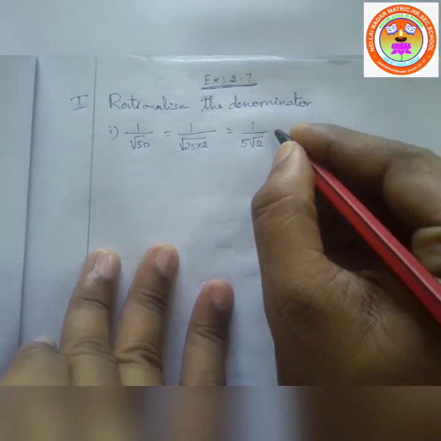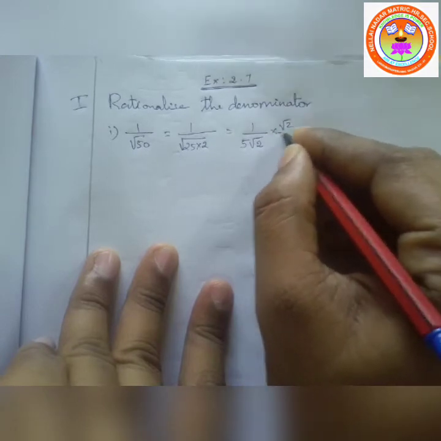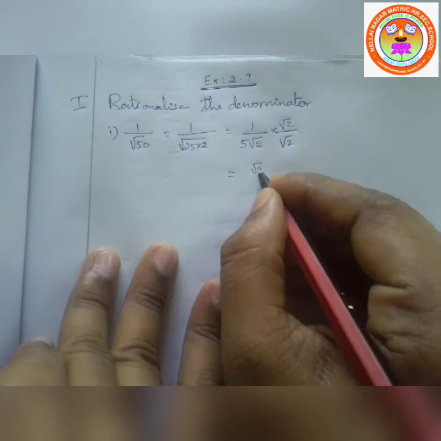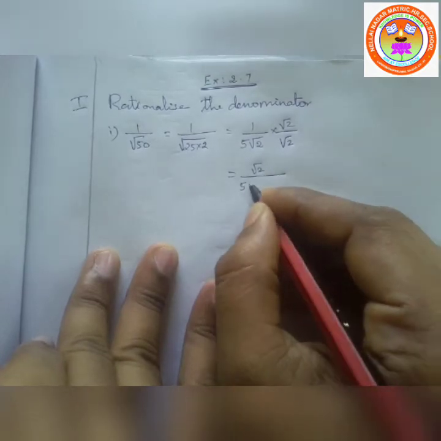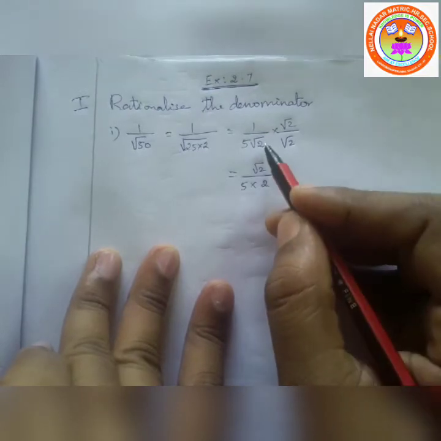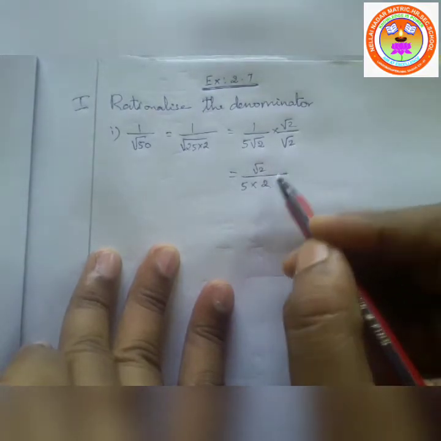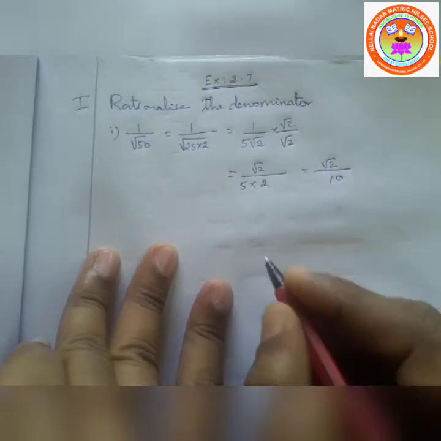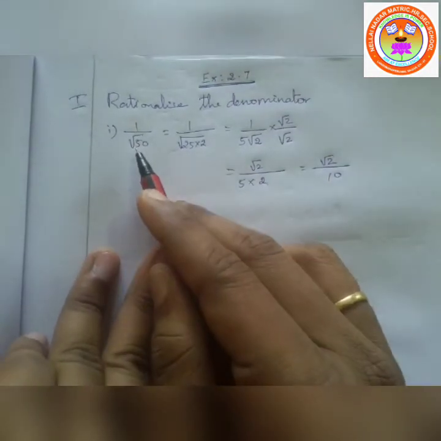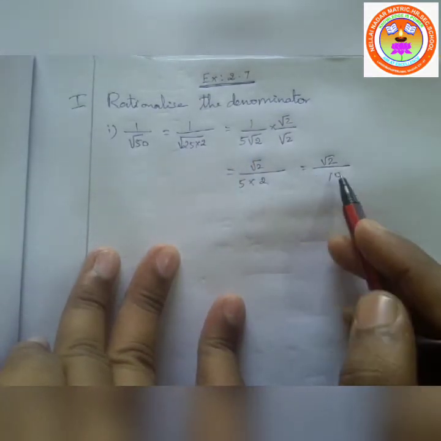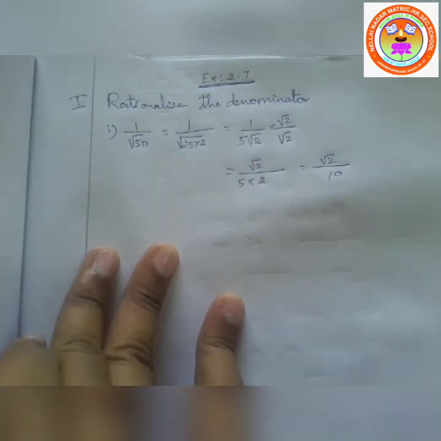So we have to multiply and divide by root 2. If you multiply and divide, root 2 by 5 into root 2 into root 2. Again I am telling, root 2 into root 2 is 2, equal to root 2 by 5 2s are 10. So 1 by root 50, we can rationalize the denominator and convert this into root 2 by 10.